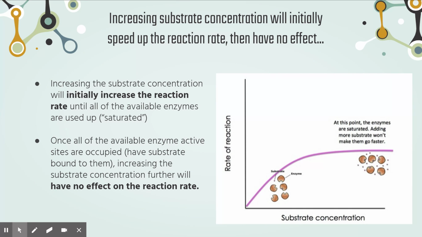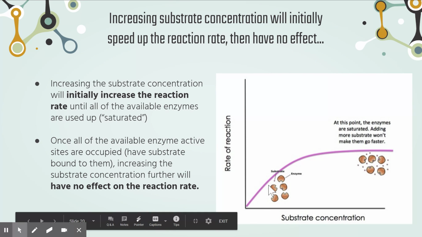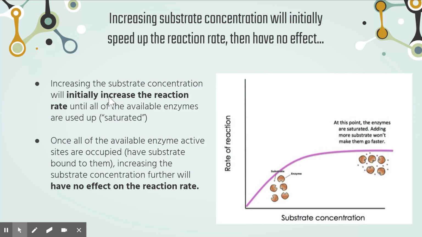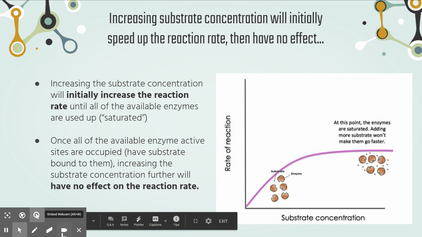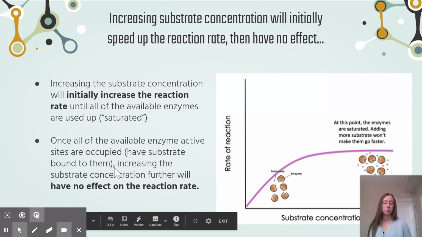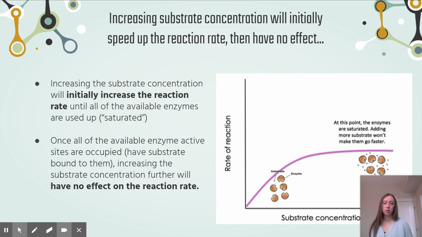So I summarized this on the left in 2 bullet points. The first one describes the first part of the graph where it's increasing. It says increasing the substrate concentration will initially increase the reaction rate until all of the available enzymes are used up. Once all of the available enzymes have a substrate, the reaction rate will level off. Second bullet point: once all of the available enzyme active sites are occupied, have a substrate bound to them, increasing the substrate concentration further will have no effect on the reaction rate.